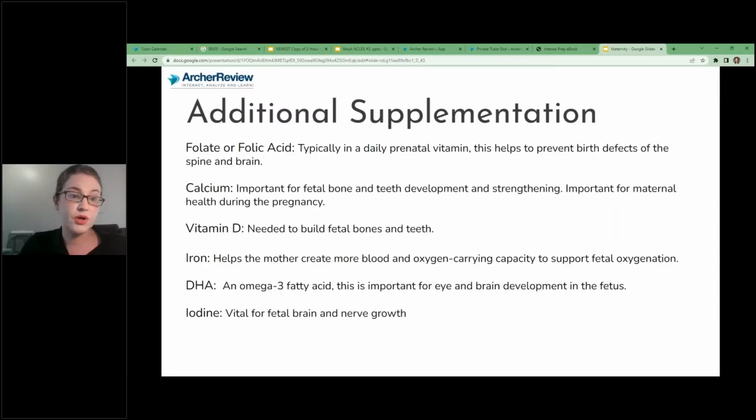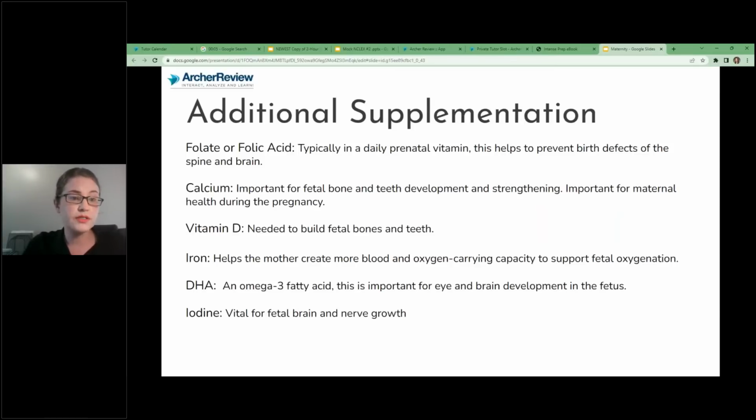Vitamin D is very important. This is needed to build fetal bones and teeth. And you can get vitamin D. Most people take it just as a supplement. You can just take it as a pill, but you can also get vitamin D in fatty fish like salmon, and it's also in fortified milks and orange juice as well.